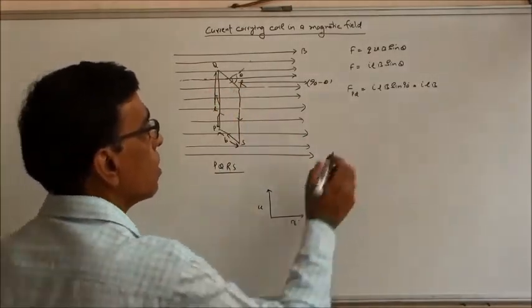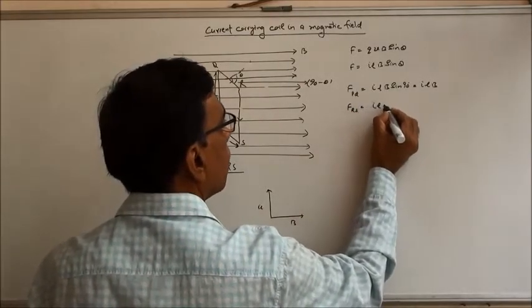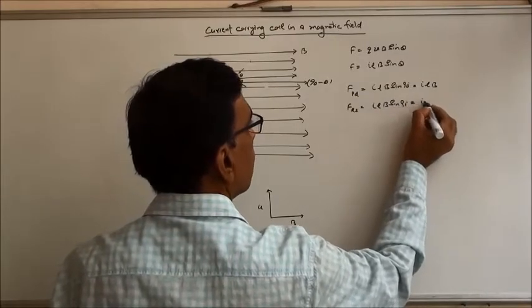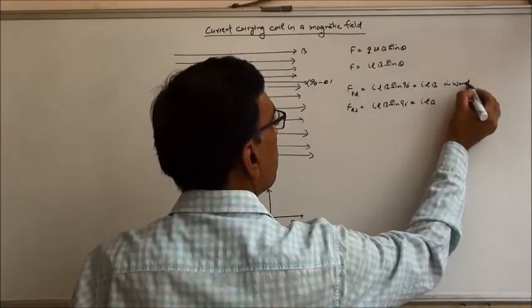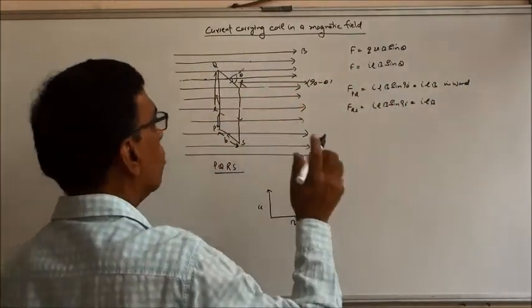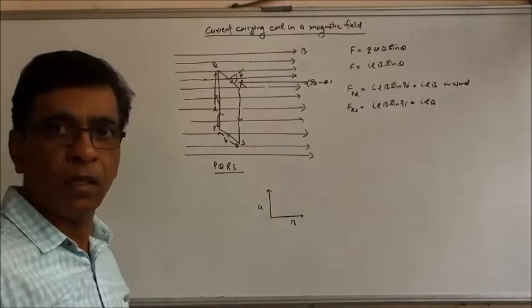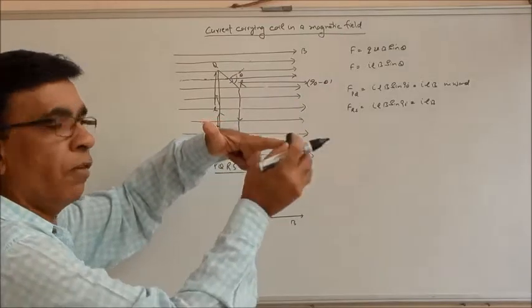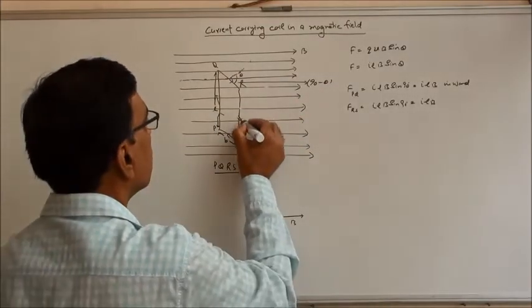Same way on RS. It is I L B sin 90, ILB. So this is inward, inward means perpendicular to the plane of the board. And on RS, central finger in the direction of current, forefinger in the direction of the field, so force is outward. So this is out.